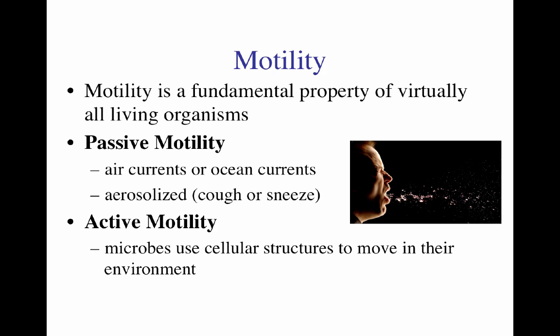Motility is a fundamental property of many cells. They need to be able to move in order to get to food, to avoid predators, to colonize different areas. Now, multiple ways of motility exist. The first one is going to be passive motility. Those are the organisms that are carried by air currents or the ocean currents, or microorganisms that are aerosolized.